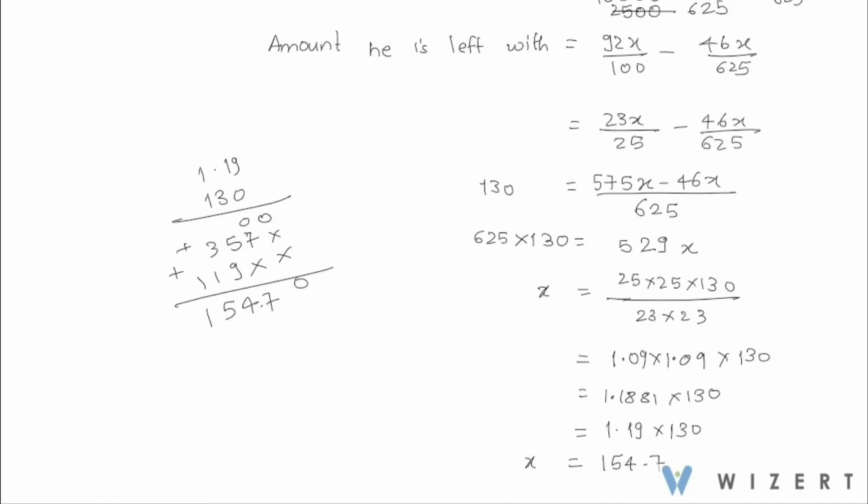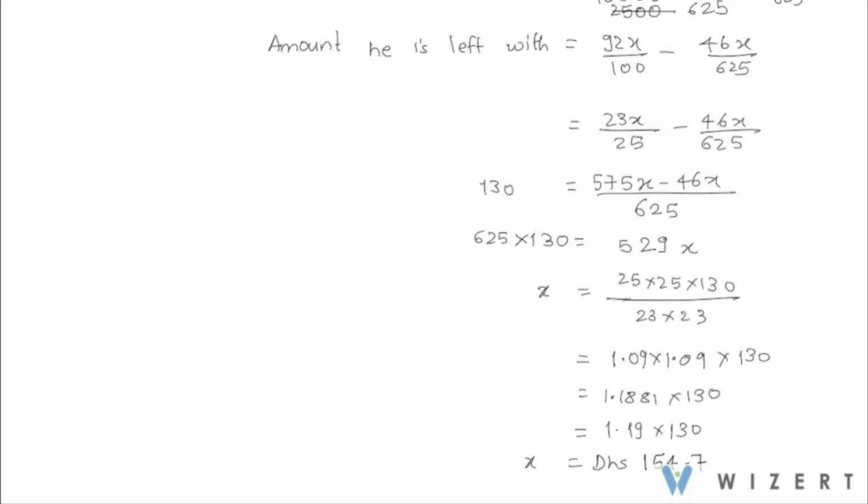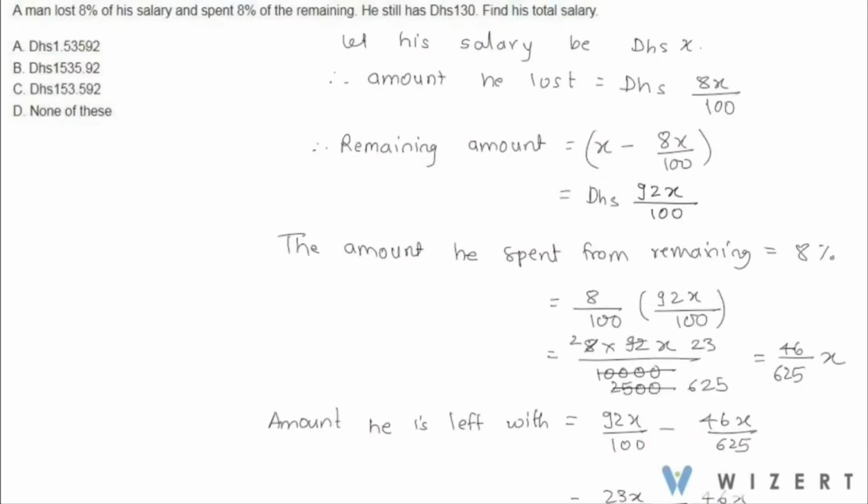And since X is his original salary, X is in dirhams. So this is 154.7 dirhams, DHS. So let's look at the given options. We have the closest number is 153.59, and since we have made few assumptions or rounding off, so we can take answer as option C.